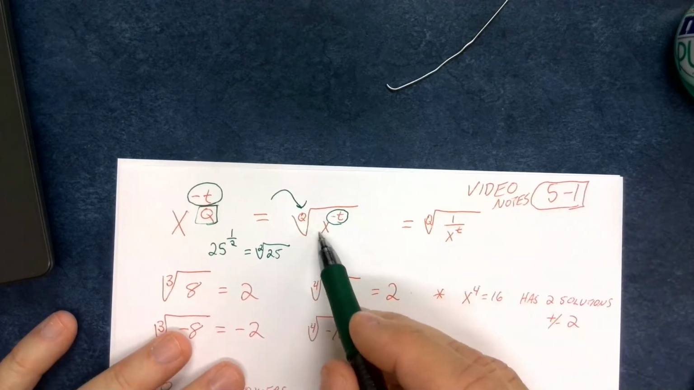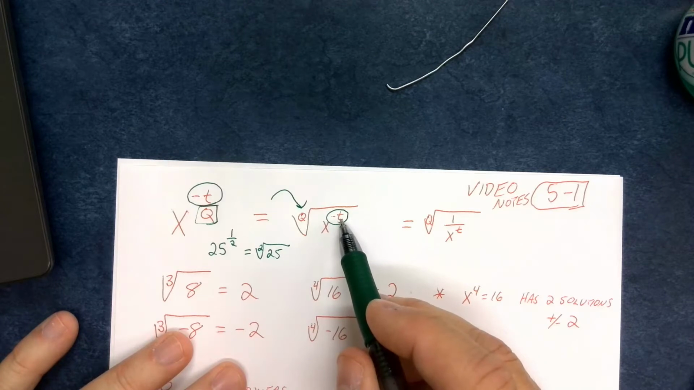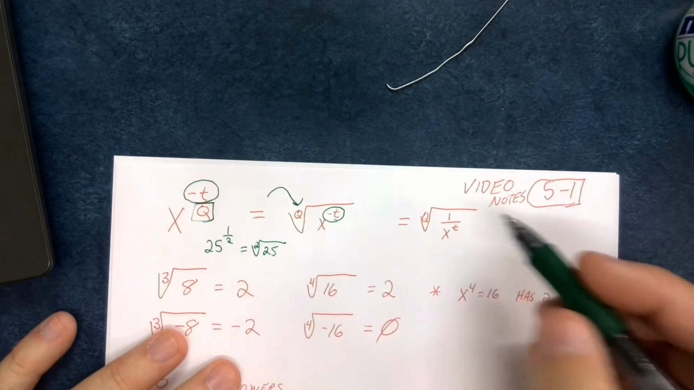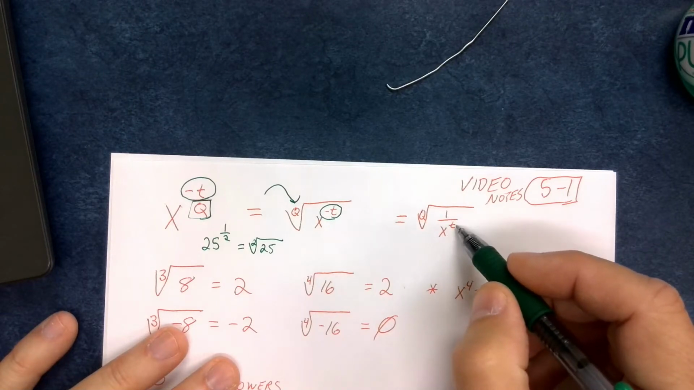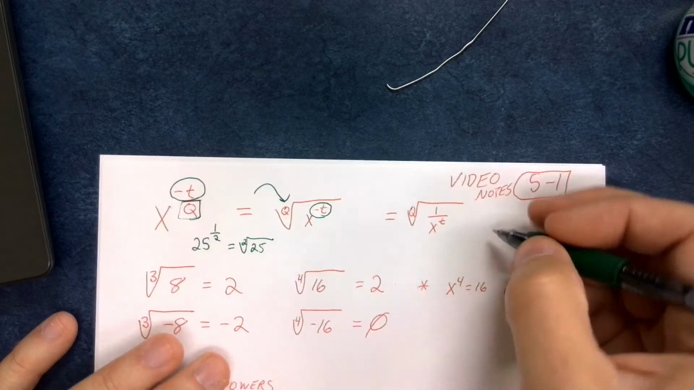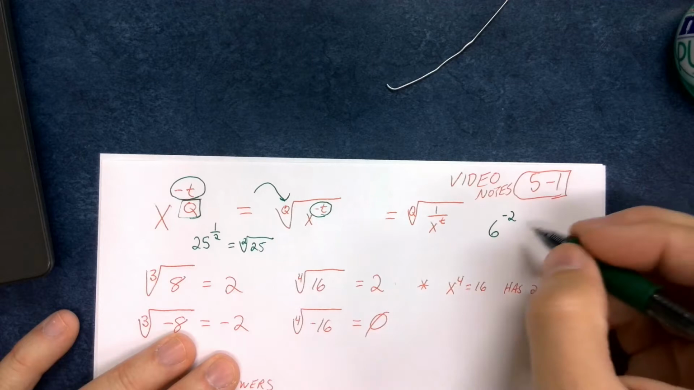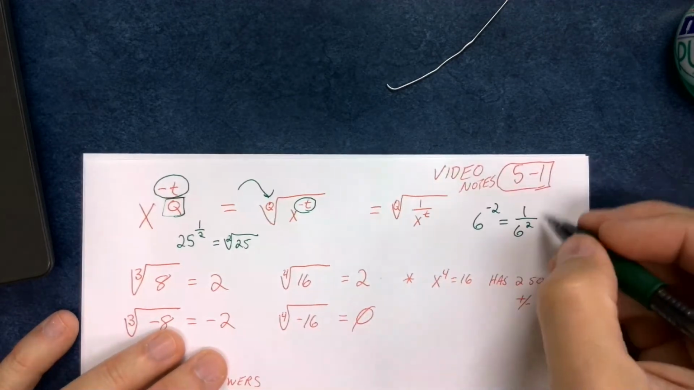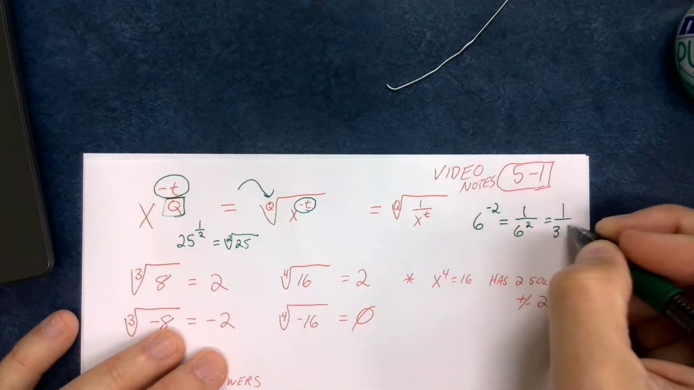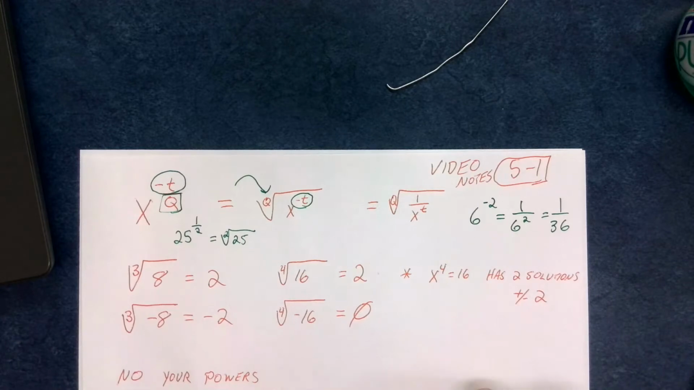Now, if I have a base to a negative exponent, I'm going to make sure you remember your exponent laws. A base to a negative exponent is the same thing as 1 over that same base to a positive exponent. So again, negative exponents just go downstairs. Example, 6 to the negative 2 power is the same thing as 1 over 6 to the positive 2 power, which is, of course, 1/36.